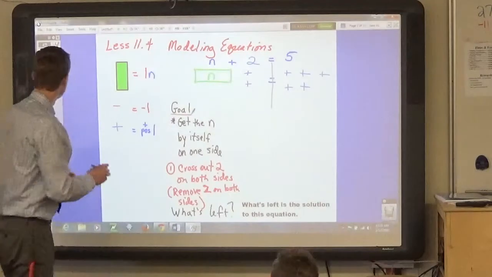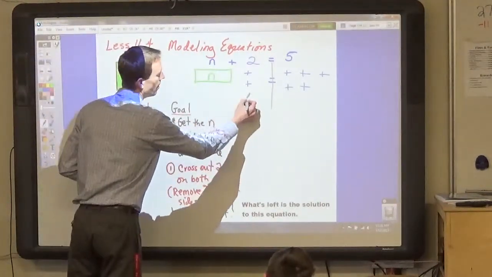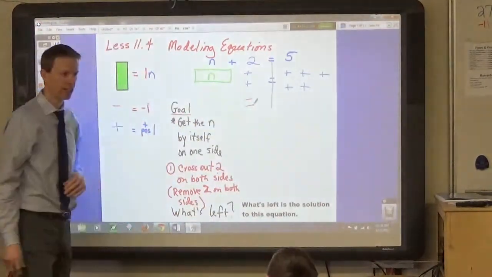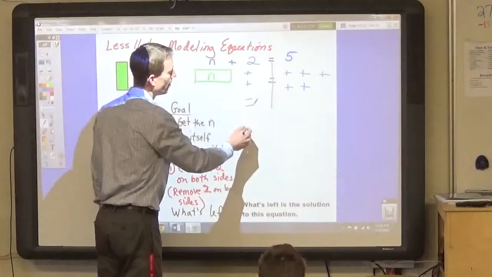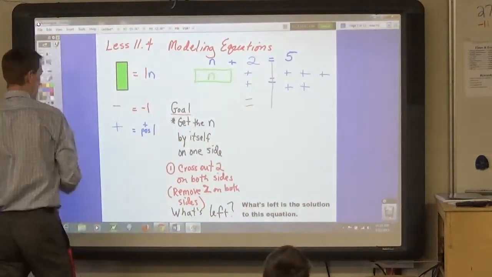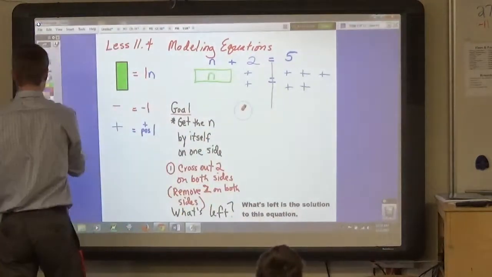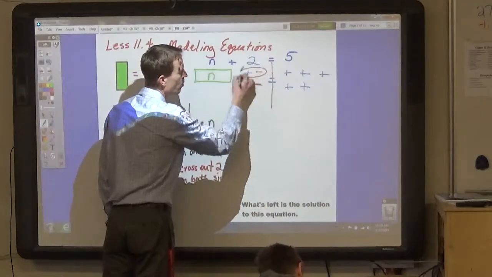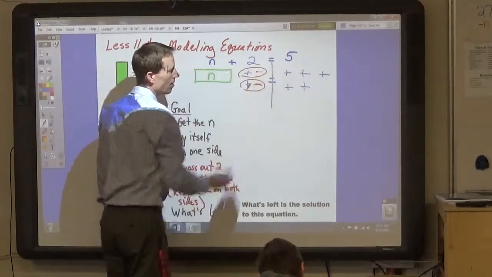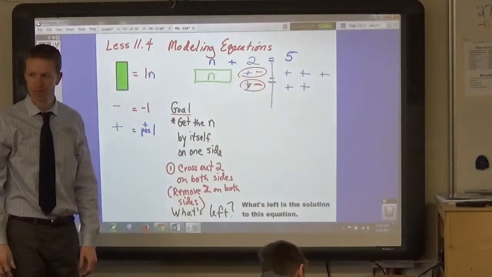Okay? So we're going to add -2 to this side. And for every negative that we add, actually let me put them next to them, then it's easier to pair them up. For every negative we add, it gets rid of the positive. Okay?